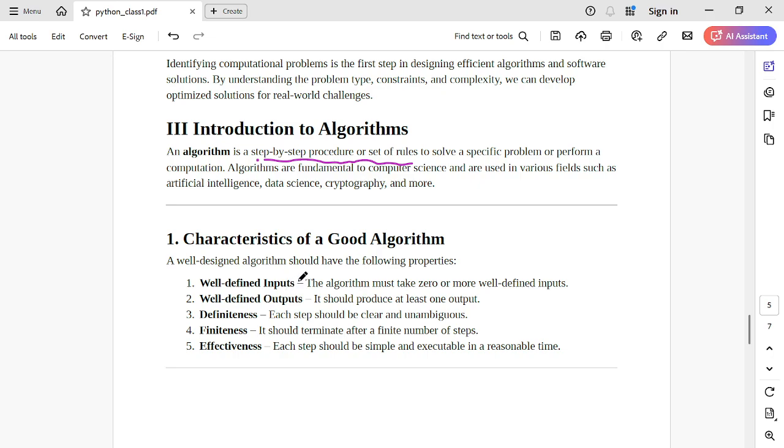So, well-defined input and output, we have already seen. The algorithm must take zero or more well-defined inputs and it should produce at least one output. Definiteness: each step should be clear and unambiguous. And finiteness: it should terminate after a finite number of steps. It should not be infinite, right? So that is known as finiteness. And effectiveness: each step should be simple and executable in a reasonable time.